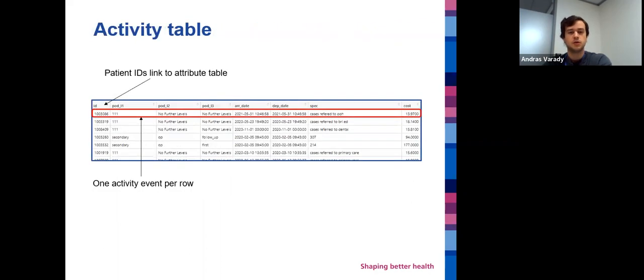The activity table has more rows than the attributes table. Here each row just represents a point of interaction between the patient and the system. This interaction could be something like being admitted to A&E, making a 111 call, visiting their GP. Really, it's any point in the system where the patient actually meets face-to-face with the healthcare system. Obviously, these link via patient IDs to the attribute table.